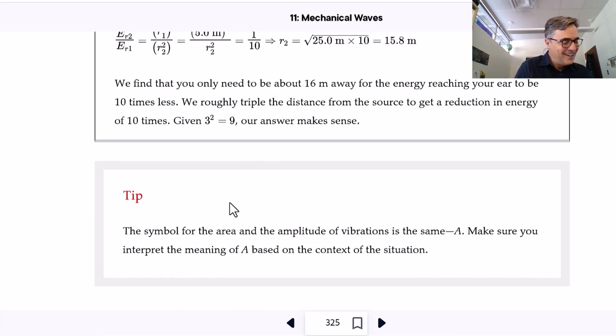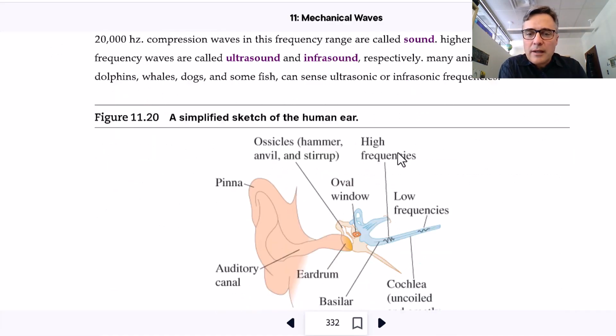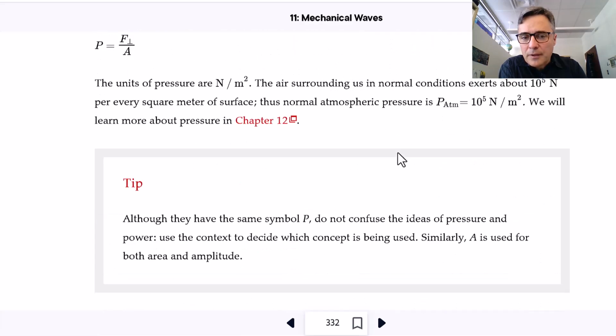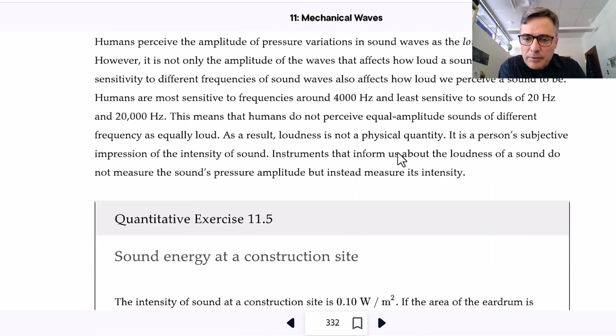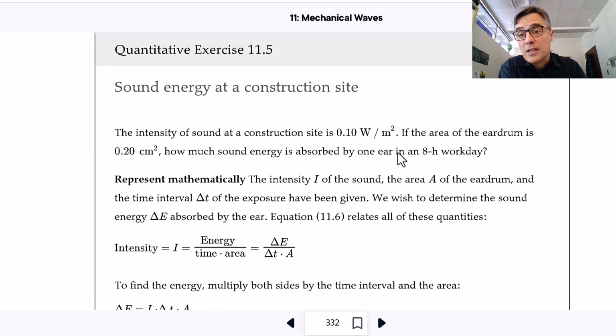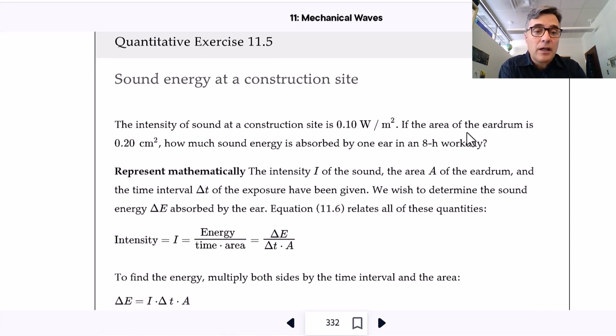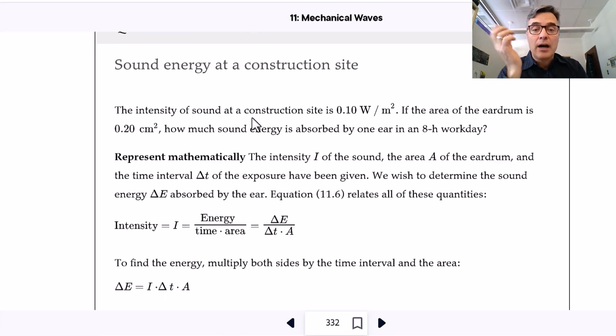Now I want to quickly jump ahead to section 11.7 on sound. It talks a little bit about the eardrum and things. There's an example here though that I want to draw you to. Quantitative exercise 11.5 talks about sound at a construction site. The intensity of sound at a construction site is 0.1 watts per meter squared. That's exactly this energy we've just been talking about. And then it says if the area of an eardrum is 0.2 centimeters squared, how much sound energy is absorbed by one ear in an 8-hour workday.